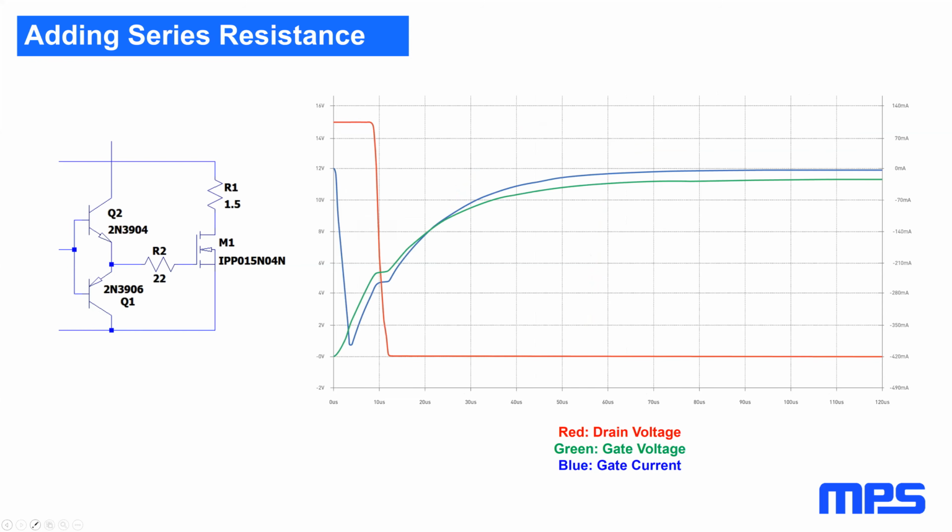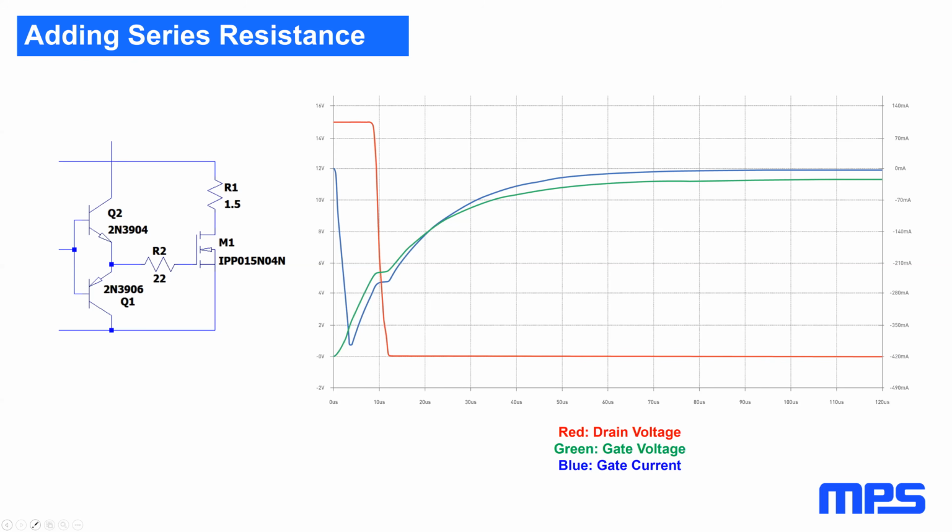So quite often you'll see some amount of series resistance inserted between the gate driver and the gate. Why is it there? It's there mostly to slow down the switching speed. We'll talk about why you want to do that in a little bit. So here's the same circuit with a 22 ohm resistor between the driver and the gate.